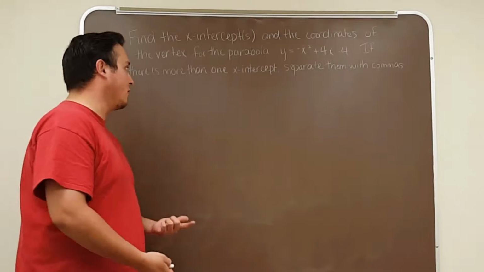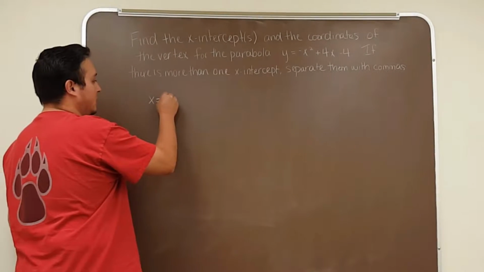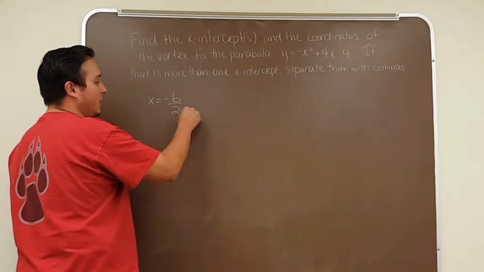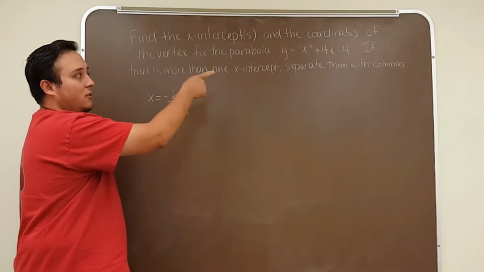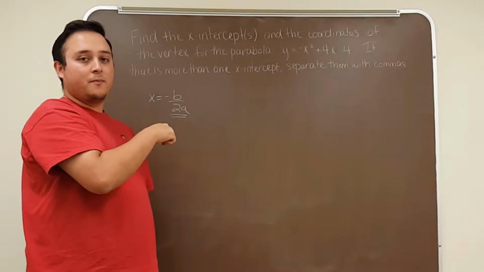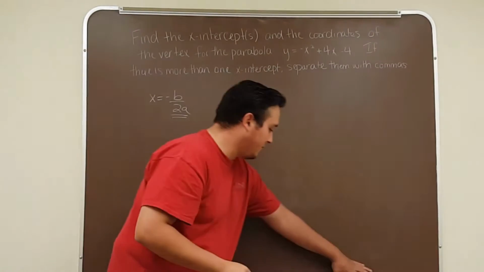You can find the vertex first by doing x equals negative b over 2a. This is to find the x value of your vertex. And then you would take this value and plug it back into your original equation to find y. But I'm going to show you an easier way to do that today.